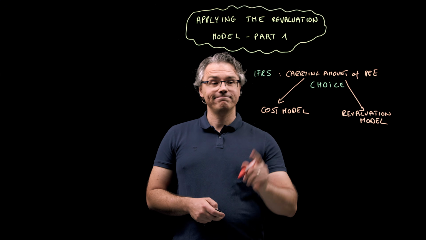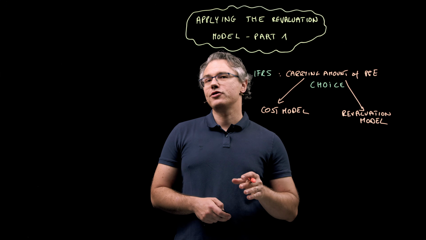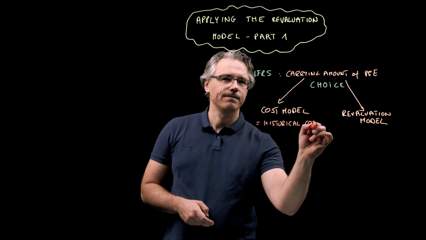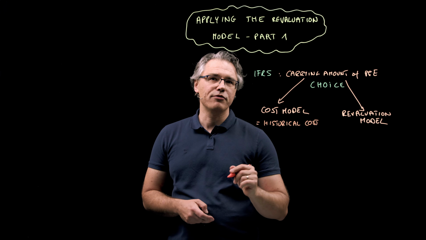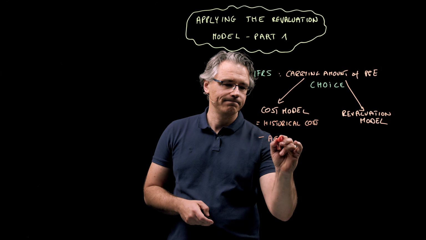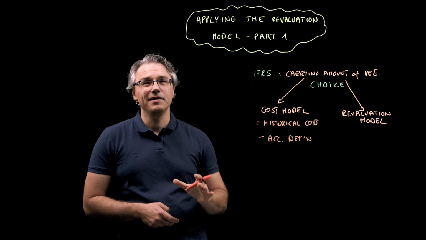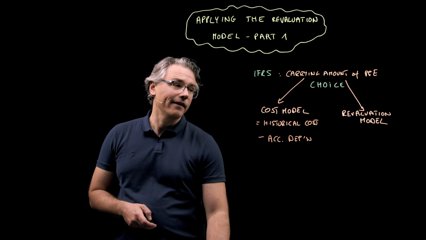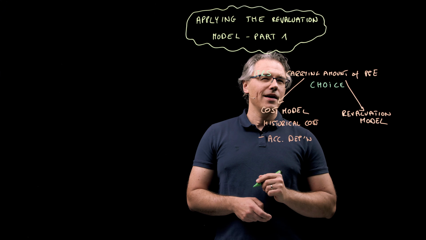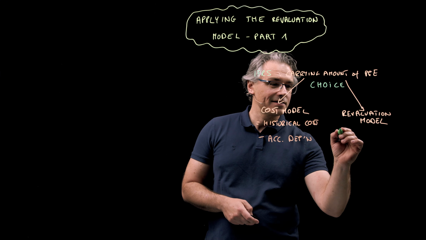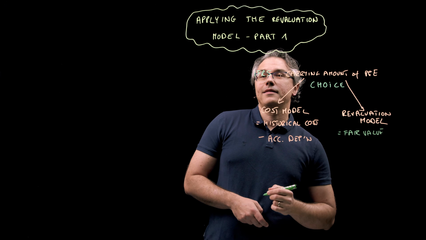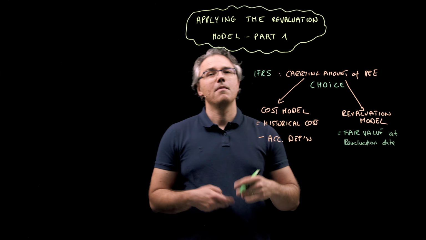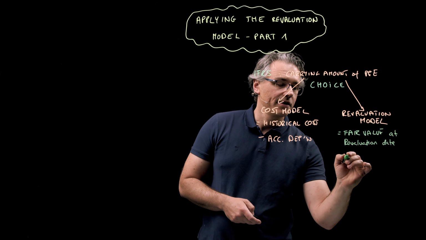So, the cost model is the standard approach under which an asset's carrying amount equals its historical cost less accumulated depreciation. And potentially impairment losses as well, but let's ignore these for the sake of simplicity. On the other hand, under the revaluation model, an asset's carrying amount is going to equal its fair value at the date of the most recent revaluation minus any subsequent depreciation.